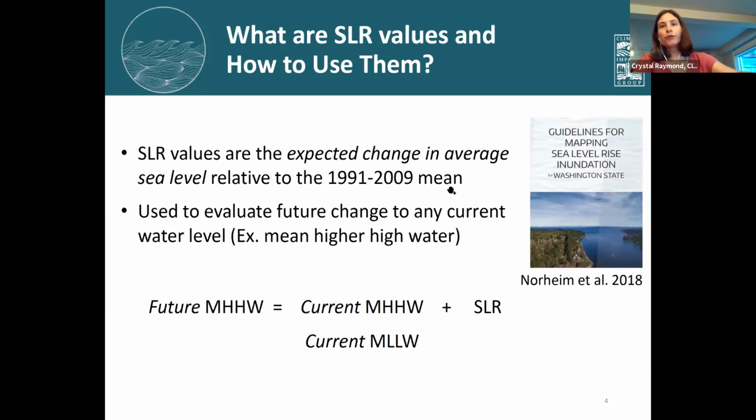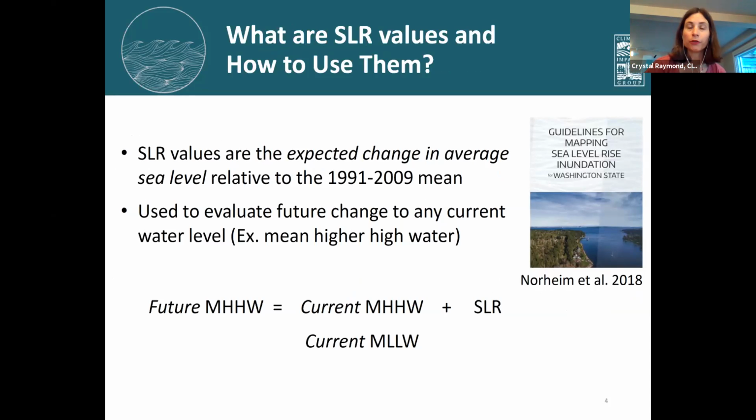And I also want to just briefly talk about what you do with the numbers once you select them before I jump into each of the decisions. So these sea level rise values are the expected change in average sea level. This is change relative to the 1991 to 2009 mean. And they can be used to evaluate the future change in any current water level.